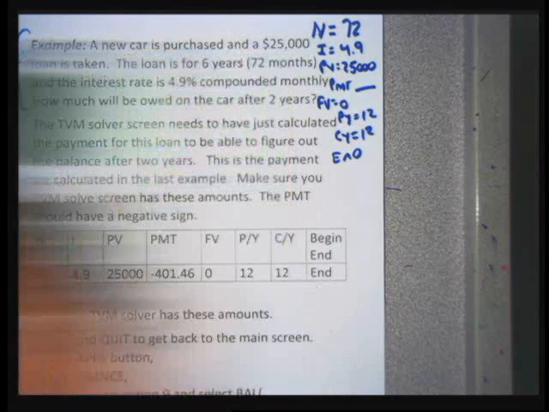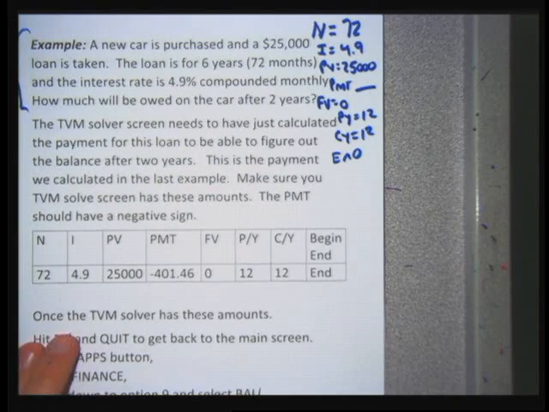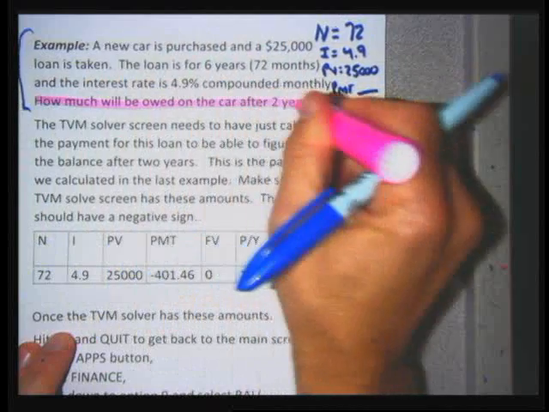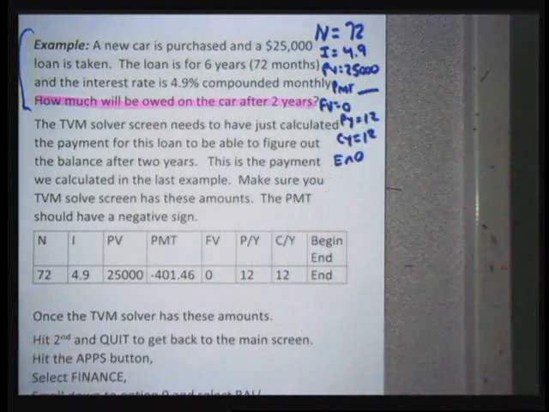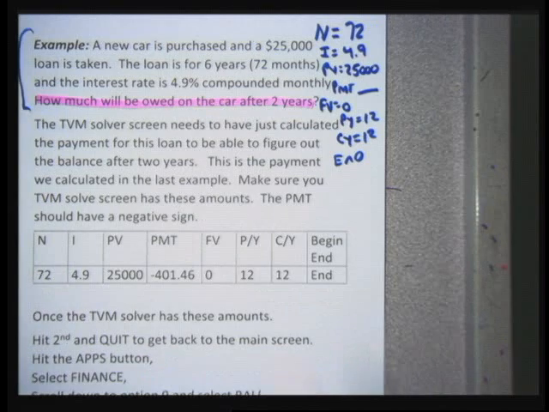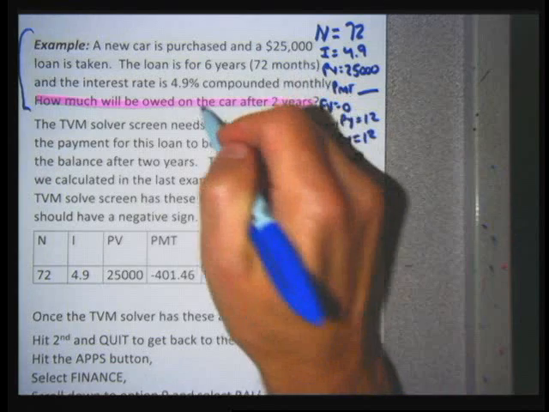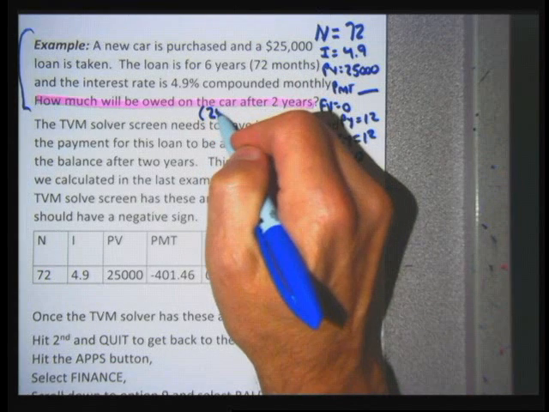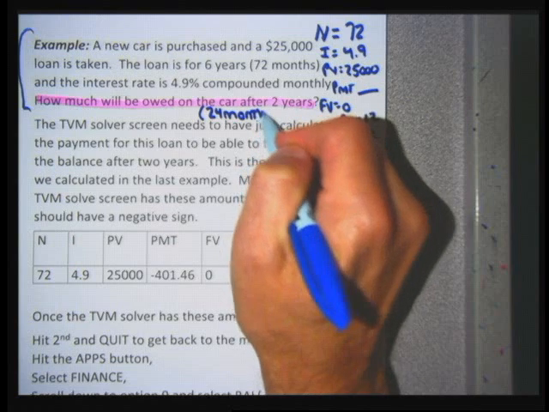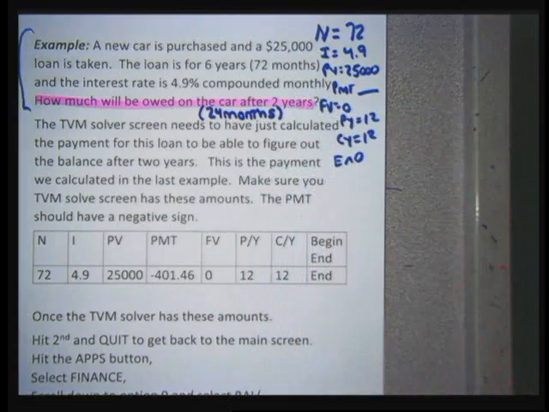Now I'm ready to answer the question. The question that's posed in this problem is not what my payment is, but how much will I owe after 2 years? Well, first of all, my calculator won't care about years, it cares about months. So how much is owed after 2 years? 2 years is 24 months, because 2 times 12 is 24. So really the question that would have been more helpful is how much will I still owe after 24 months?